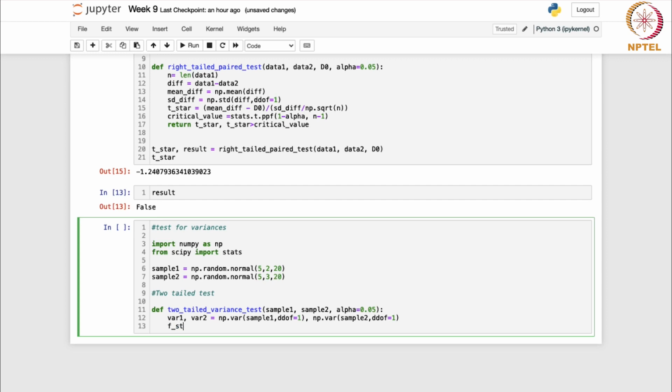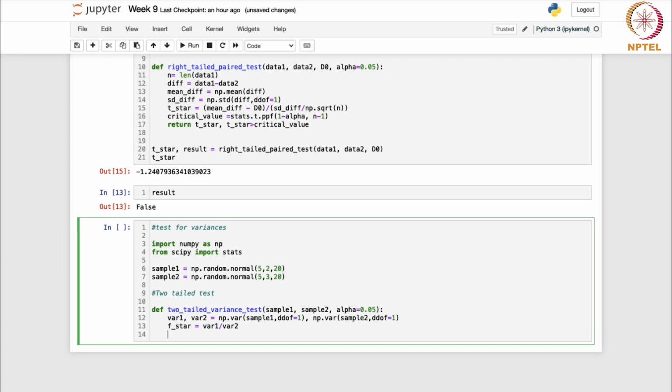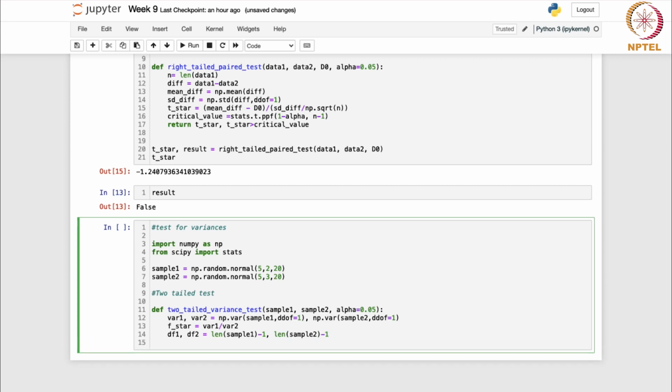Now what is your F star? F star is basically the ratio of these two. So variance 1 divided by variance 2, right? Then you have degrees of freedom also, df1, df2. So df1 would be the length of the first sample, which we already have as 20. You can directly reuse it, or maybe you can give this command: length, this n1 minus 1. Note that here it would be minus 1, and here also it would be minus 1.